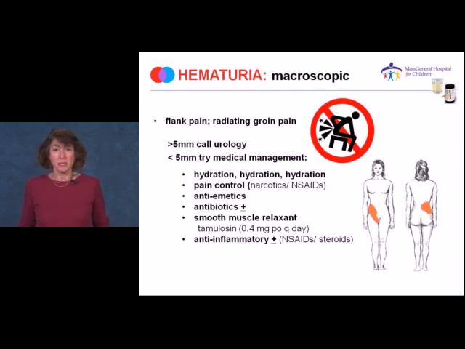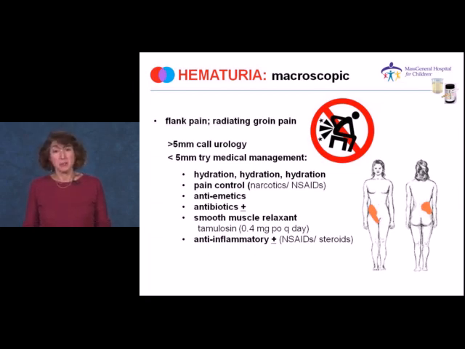And so the management of macroscopic hematuria caused by acute pain and a stone obstructing depends partly on the size of the stone. If it's large, it's not going to pass spontaneously. If it's small, you can try medical management. It usually gets stuck at the junction between the ureter and the bladder.